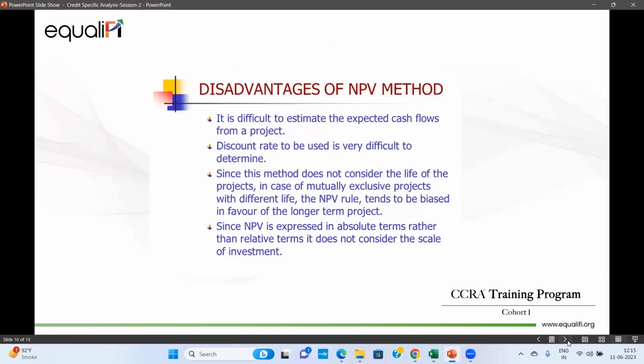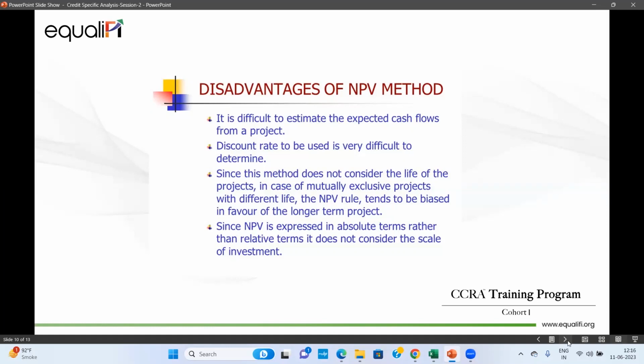Next, there are certain disadvantages of the NPV method. What are those? It is difficult to estimate the expected cash flows from a project, because you estimate something, something else happens. The discount rate is also very difficult to find out. Since this method does not consider the life of the project, in case of mutually exclusive projects with different lives, the NPV rule tends to be biased in favor of the long-term projects.